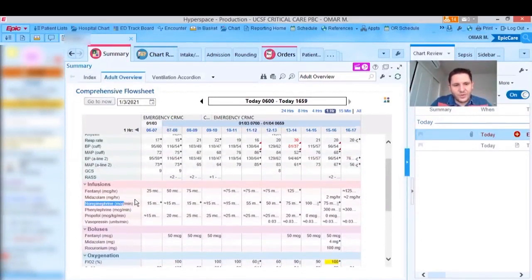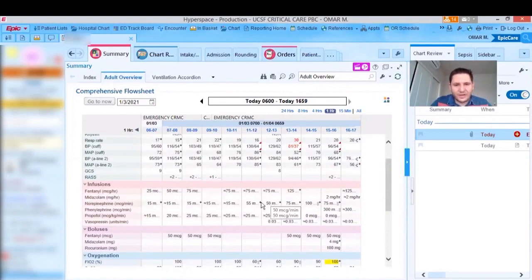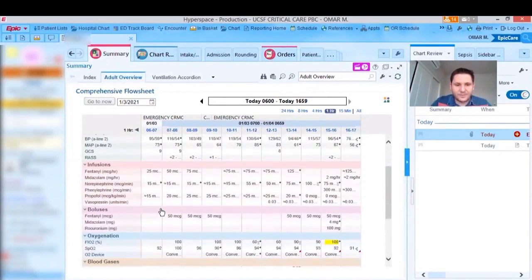We can see his levofed went from 15 to 75 here. Phenylephrine is just added, and vasopressin was just started earlier today. So, like we mentioned with the blood pressure, he's on 3 pressors now. Yesterday he was only on 1. So things are getting worse for this patient, it seems.